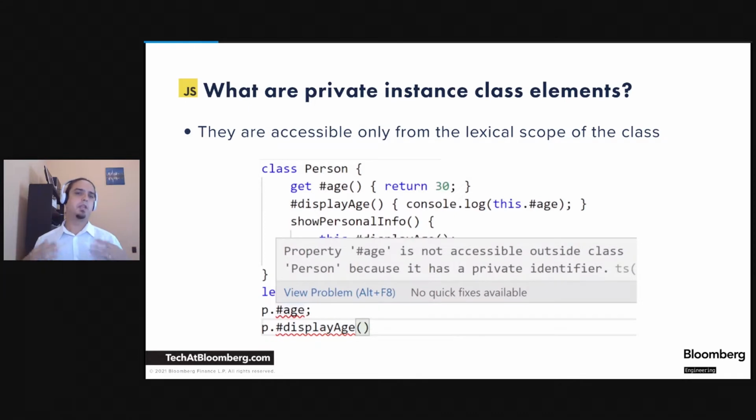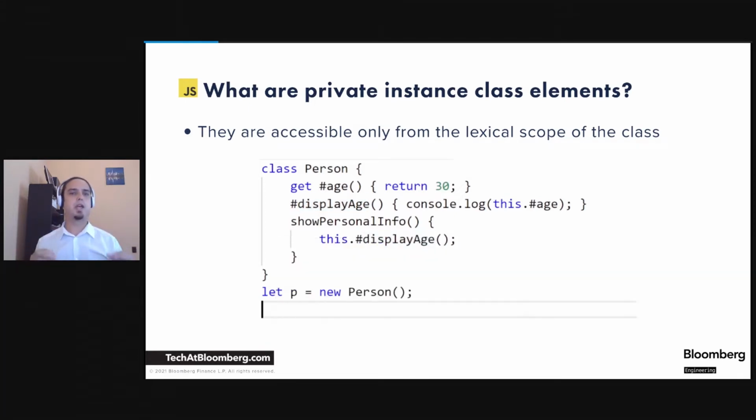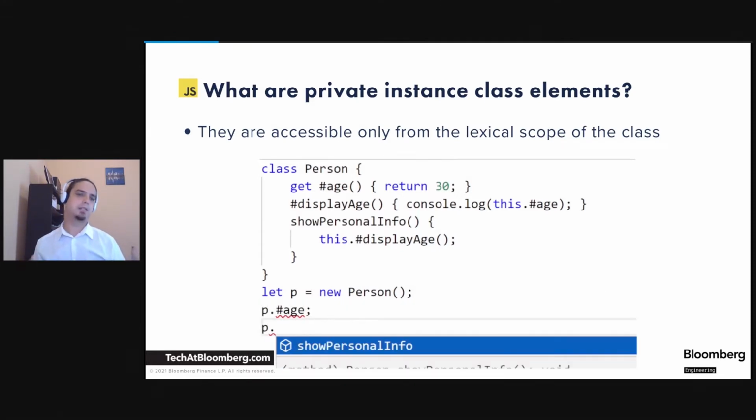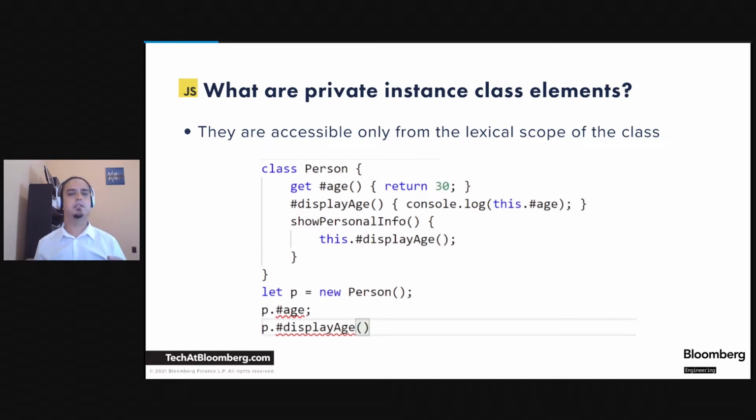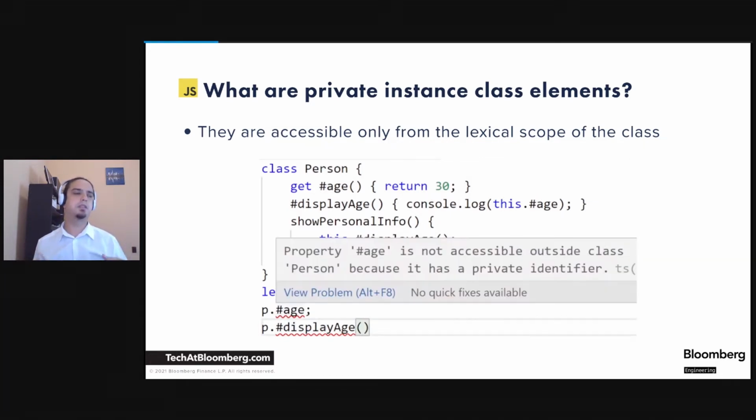The thing that we want to take away from this slide is the fact that these private members are actually scoped to the class that they're declared in. So if you actually try to access them outside of the class, this is actually a syntactic error because these are not defined in that scope.